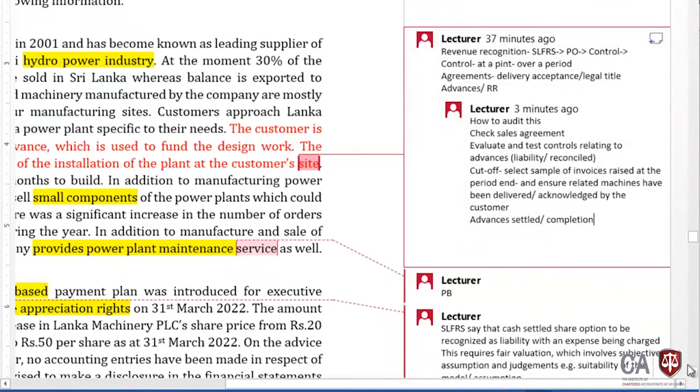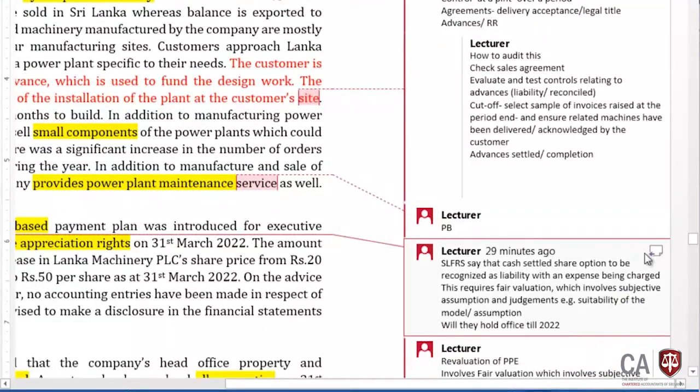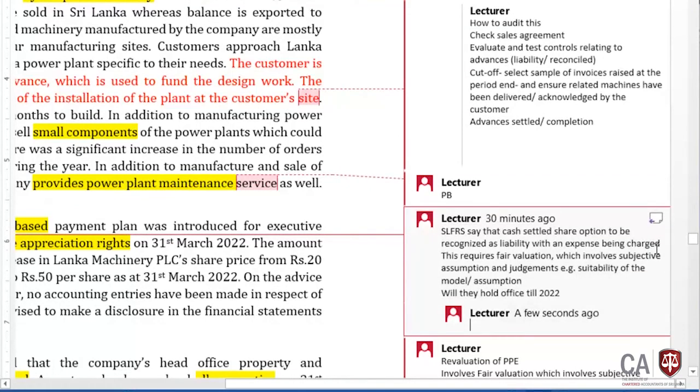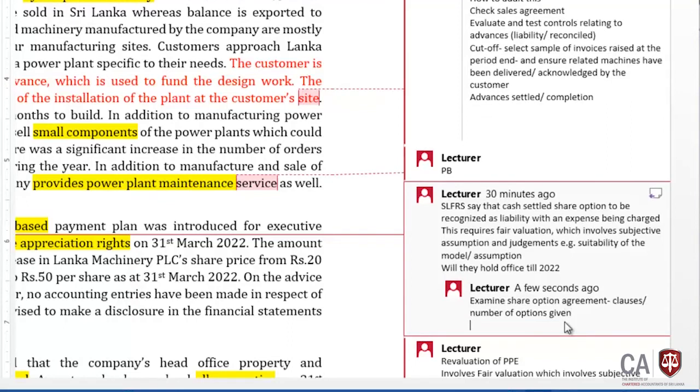So, similarly, if I explain how to audit share based payment, what is the answer? Again, do not memorize the answer and write here, the answer depends on what you have written in this part. The first thing is, okay, there is an agreement like this, so I want to check the agreement, examine the share option agreement. Why should I examine? Because I wanted to verify relevant clauses, right, for example, number of options given, anything else. Sometimes I have to confirm this by looking at the board minutes.